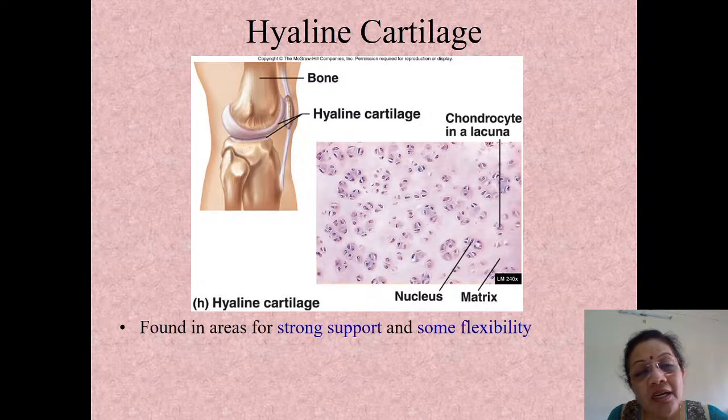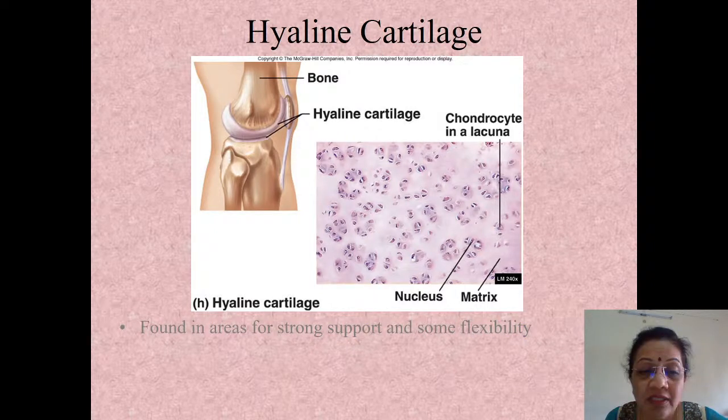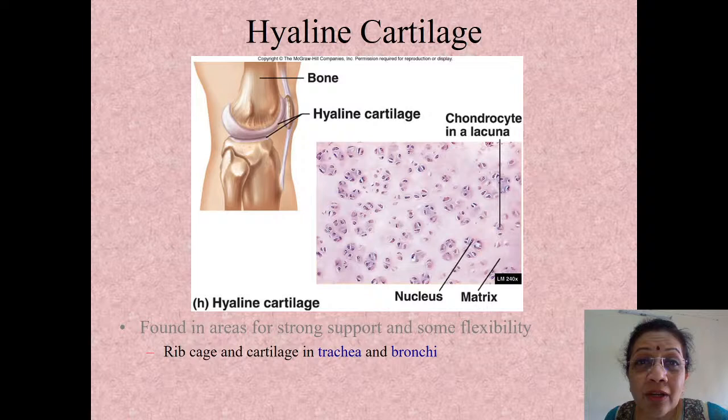Hyaline cartilage is found in those areas where you need some flexibility, but you also need strong support. It is rich in collagen fibers, but you don't see them. As far as histological and microscopy characteristics go, you don't get to see any fibers, but you must never forget that they are there. Cells don't give any strength, fibers do. The rib cage and the cartilages of the trachea and bronchi of your respiratory tree are all hyaline cartilage in nature.